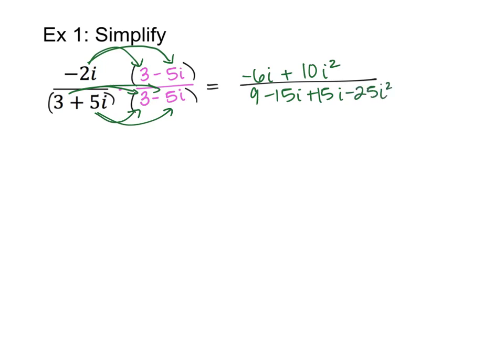All right, so let's try to clean this up a little bit. On the top here, I notice that there's an i squared, so I can change that to negative 1, because i squared is just negative 1.